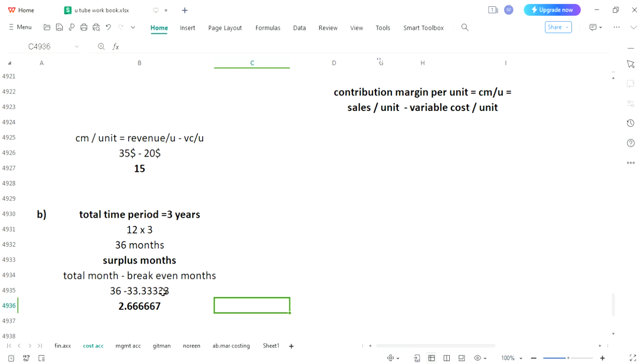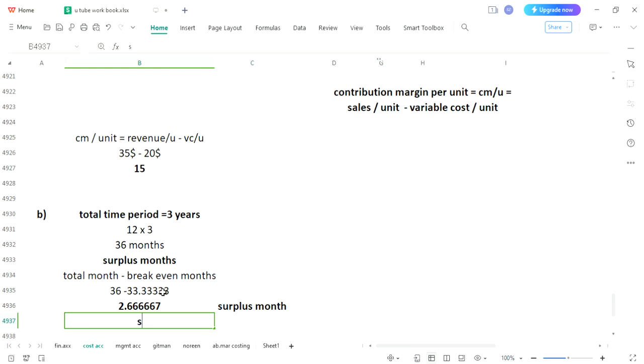We can write over here surplus months. Now how much saving he will have in these months? For saving, what we will do, surplus months you will get and will multiply saving each month.